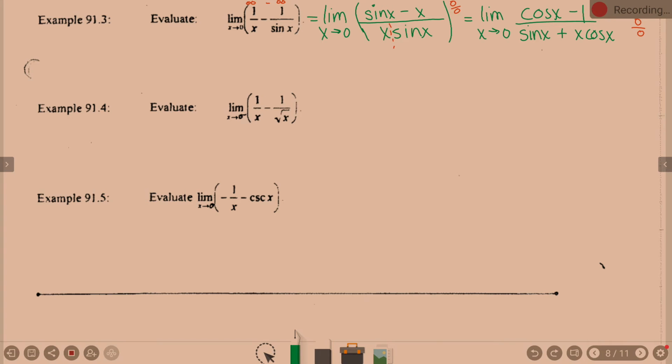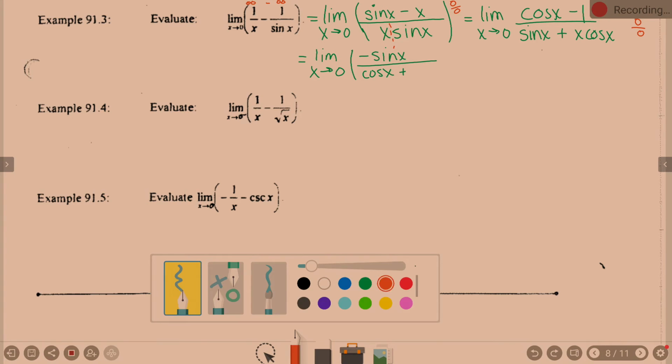L'Hopital's rule again. The limit as x approaches 0. Derivative of cosine x minus 1: negative sin x. Derivative of cosine x is negative sine x. Over, we'll do this one in pieces. Derivative of sine x, cosine x, plus derivative of x cosine x. So it would be plus x minus x sin x, very possibly.